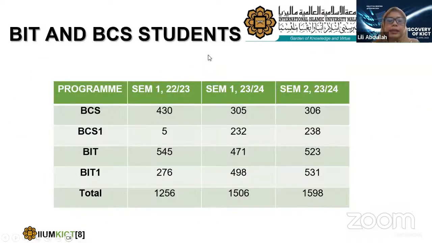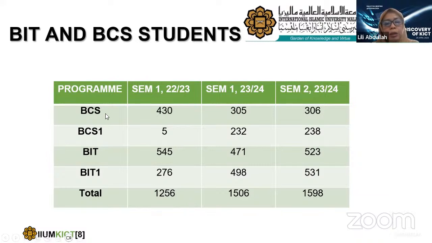These are the numbers of students that we have currently, and in the past semesters. 1.5 semesters ago, Semester 1, 2022-2023, we had about 1,256. Semester 1, 2023-2024, we had 1,506. And currently this semester, for undergraduates, we have 1,598. So it's good growth in the numbers of undergraduate students.